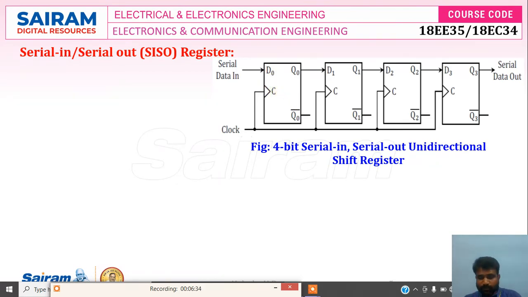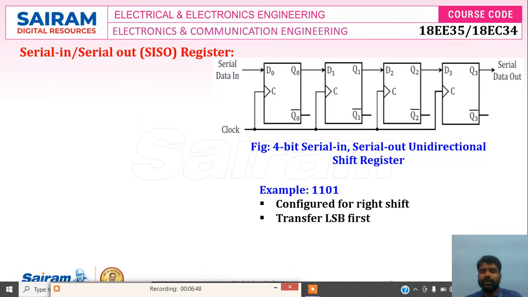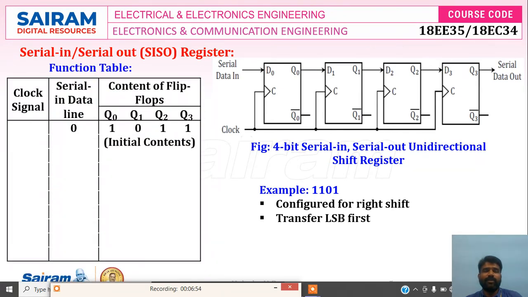Okay? Let's consider how it operates. For example, if you want to store the data 1101. Since it is a right shift, first we need to configure for a right shift. We need to transfer LSB first. Let's see the operation table, or function table. Initially serial data in is 0, and the initial content is 1011. These are the values of Q0, Q1, Q2, Q3, the content of the flip-flops, serial data in, and here the clock pulses.